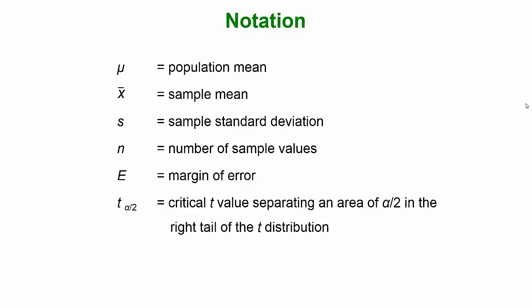Here's some notation that we'll be using. Mu is equal to the population mean. X bar is equal to the sample mean. Lowercase s is the sample standard deviation, and lowercase n is the number of sample values. Capital E is the margin of error, and t sub alpha over 2 is the critical t value separating an area of alpha over 2 in the right tail of the t distribution.